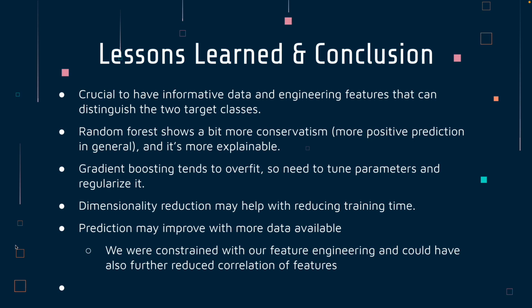Some of the technical items that we learned here I have up on the screen. The first one is that it's crucial to have informative data and engineered features that can distinguish the two target classes. Given the basic nature of the data set we worked with, we'd love to see something a little bit more descriptive in order to have better signal at differentiating those classes. That showed a much greater performance compared to random chance.